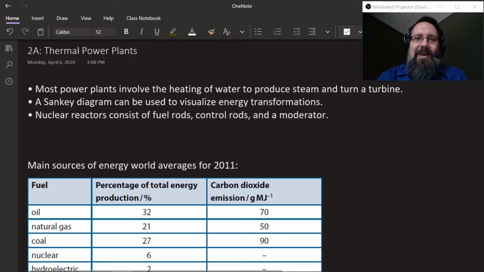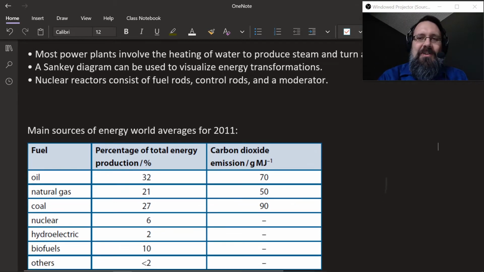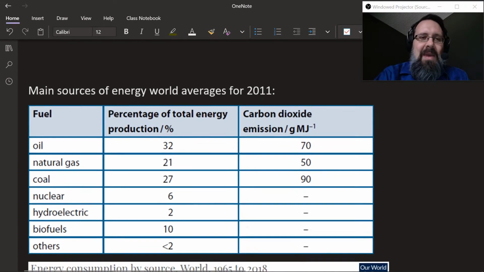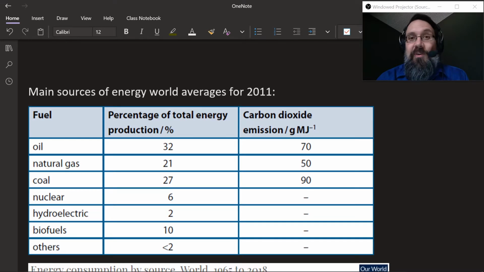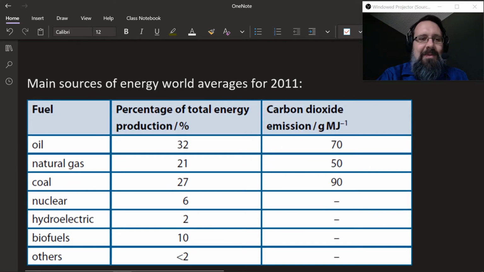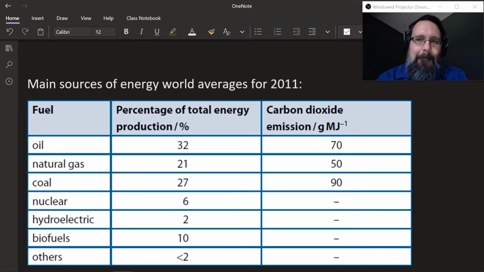Anyway, the way I wanted to start off was just by continuing what we've been discussing around energy sources. So I wanted to show you guys this interesting table that was in the textbook. This is the main sources of energy, and these are world averages in the year 2011. What do you guys notice about this chart? Anything interesting that you see on this chart?